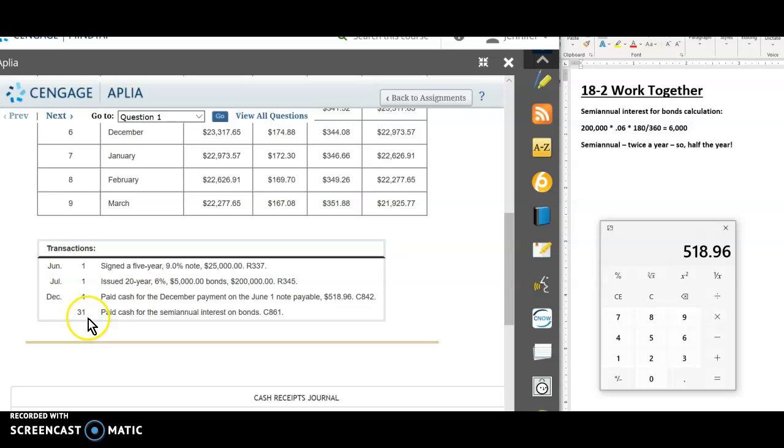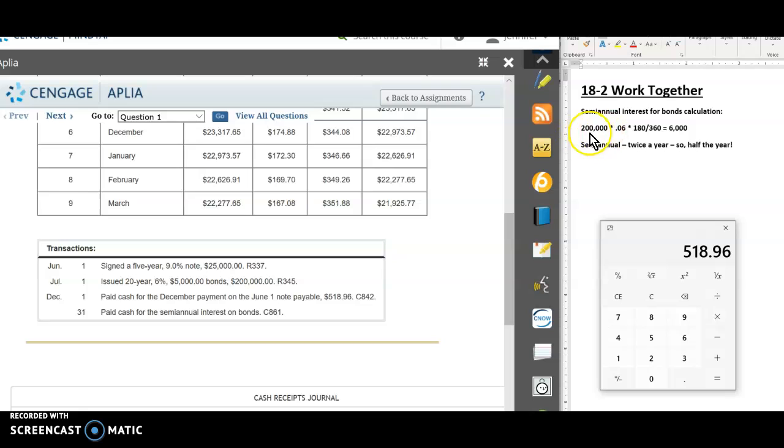Next up is December 31st. We are paying cash for our semi-annual interest on the bonds. So if you remember, we issued all those bonds to all those people, and now we've got to start paying cash on them, paying the interest for them. So I did a little calculation up here so you can see it. It's the same as your interest loan that we did in the last section.